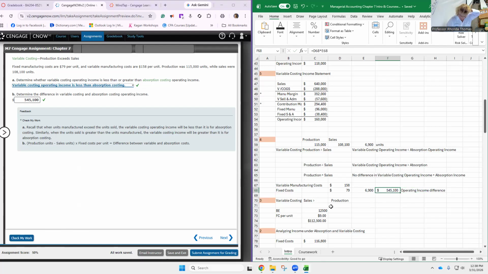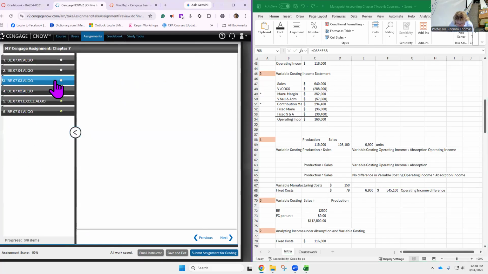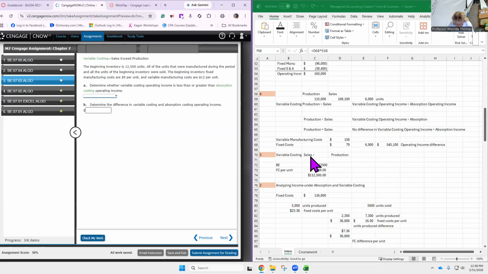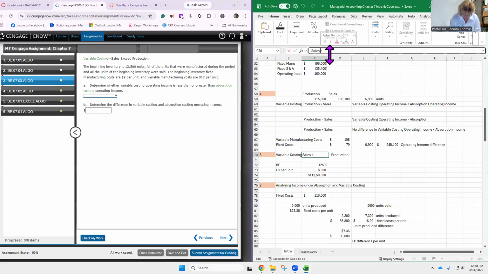Okay, so it's the fixed costs that are getting moved out of cost of goods sold. Okay, out of manufacturing. Okay, let's go try another one. Let's go to number 3. Okay, so variable costing when sales units are more than production units.